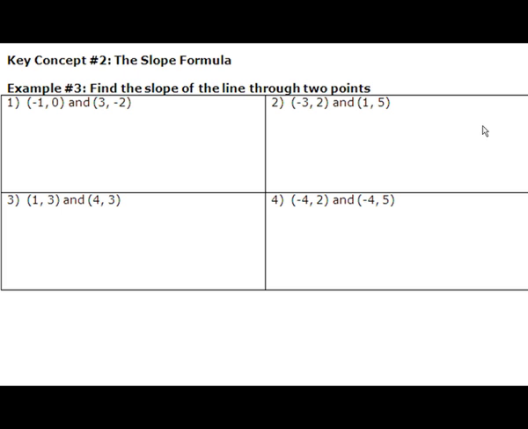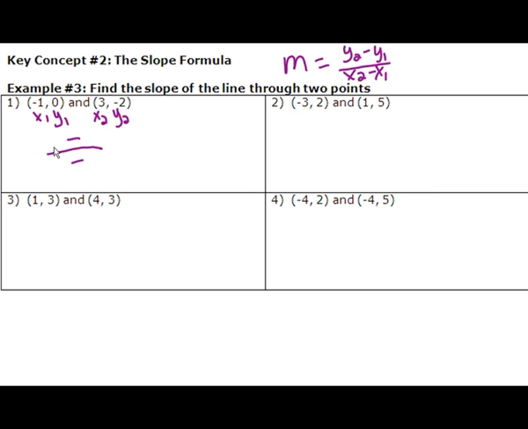Finding slope from 2 points. If you're given two ordered pairs, you use the slope formula. And the slope formula is m equals y2 minus y1 over x2 minus x1. The 1s and 2s represent your ordered pairs. So notice how I have two ordered pairs. This ordered pair could be my x1, y1. This ordered pair could be my x2, y2. Every single time, it's always y2 minus y1 over x2 minus x1.